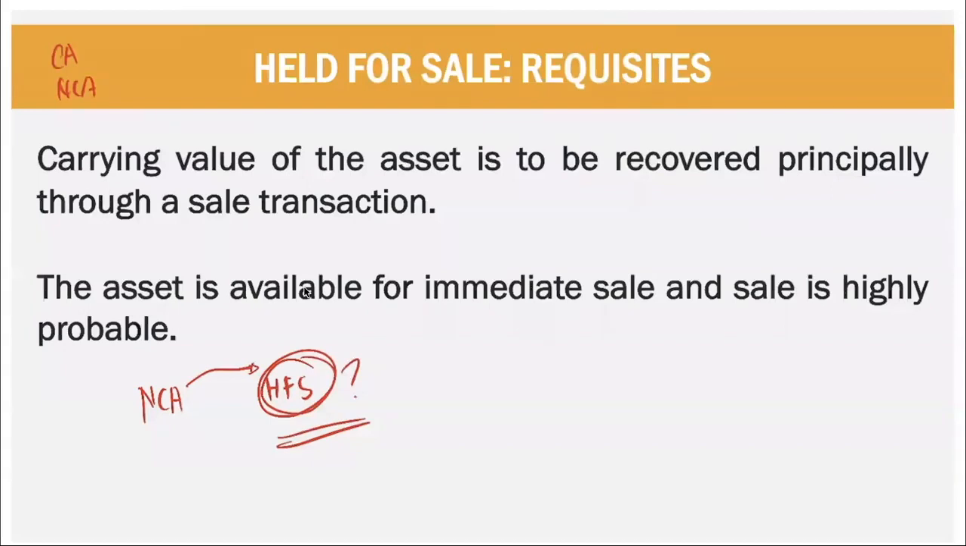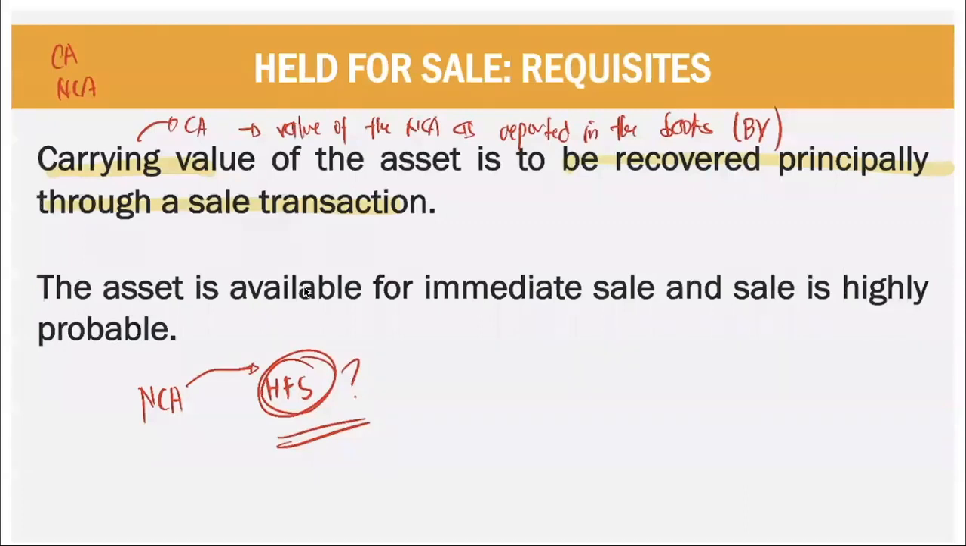So there are two requisites for you to determine that an asset is held for sale. The first requisite is that the carrying amount of that asset should be recovered principally through a sale transaction. Sir, what is the carrying value or carrying amount? Your carrying amount is the value of the non-current asset as reported in the books. Whatever is the reported amount of that asset in the books is called the carrying amount or carrying value. Sometimes this is also known as your book value.